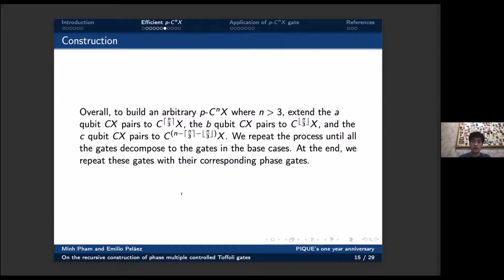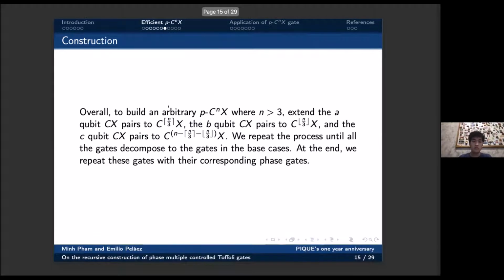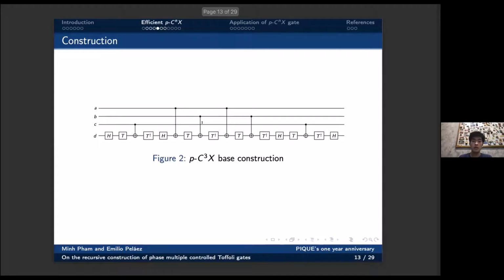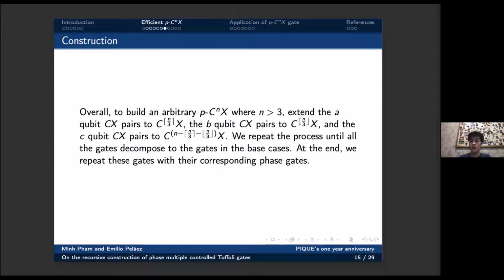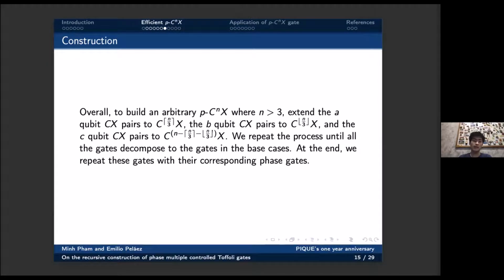So you first extend the CX of the A qubit, so you extend that to C, ceiling of n over 3 of x, right? The B qubit to C, n over 3, and that's the floor of x. And the last one is of the control of qubit C. You extend this to this bad boy over here, and that's just however many controls you have left from these ceilings and floor.